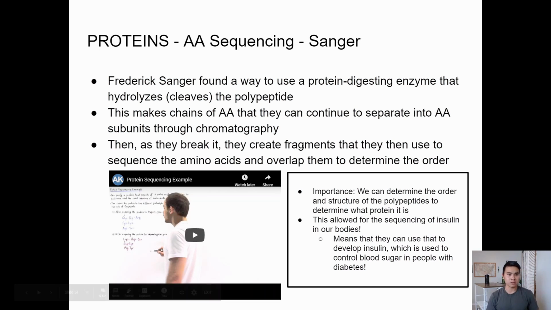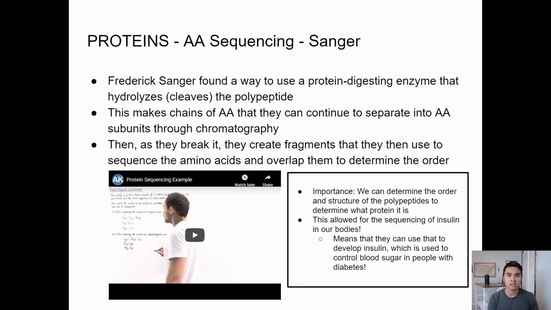So, Sanger sequencing. Frederick Sanger found a way to use a protein digesting enzyme. What that does is it hydrolyzes, cleaving the polypeptide into its separate amino acids. With the amino acids, we can piece together and determine the sequence of the amino acids that make up that protein.